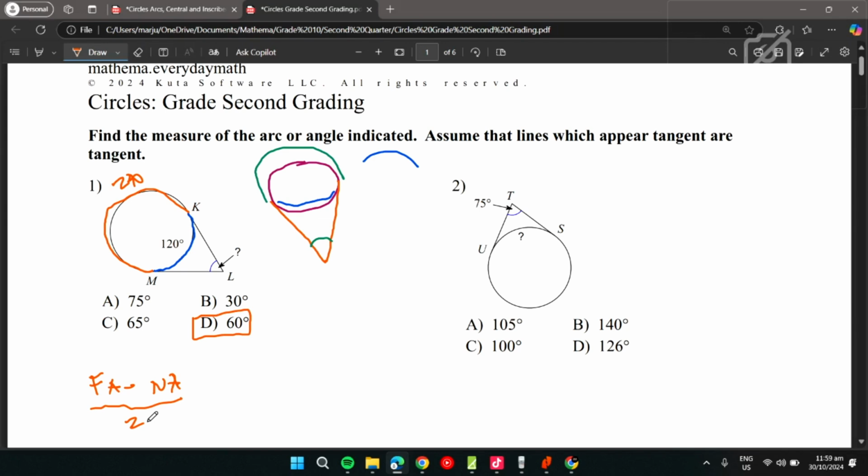And also, this is actually congruent na itong dalawa. Congruent yung dalawa.